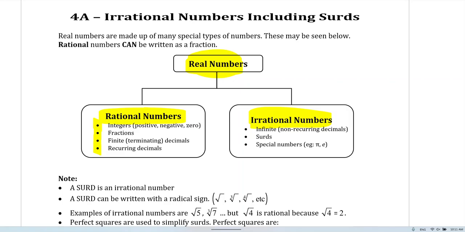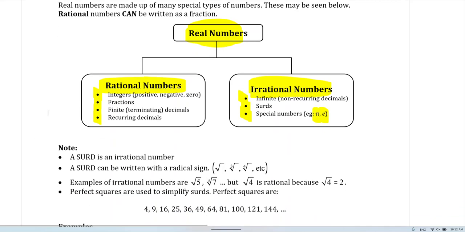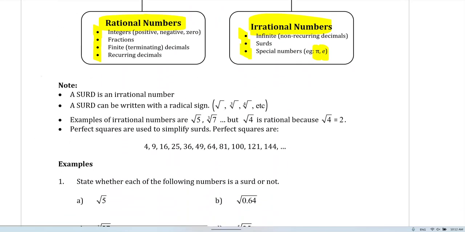The things that are irrational are the non-recurring decimals and surds. And there are some very special numbers like pi that we've learnt, and there's another one that you learn in senior school if you do advanced maths, which is e. So they are our irrational numbers. We're focusing on surds in this lesson today, which is a type of irrational number.